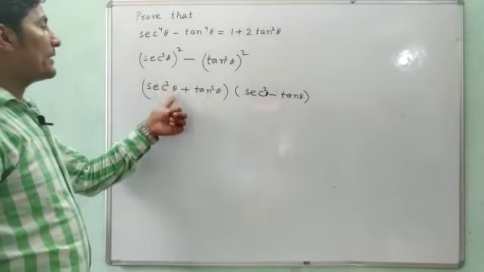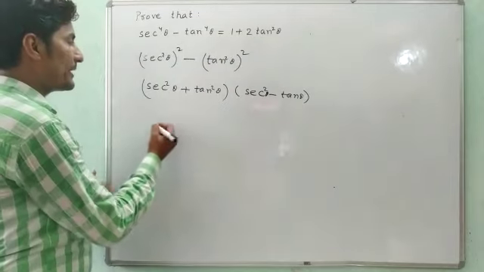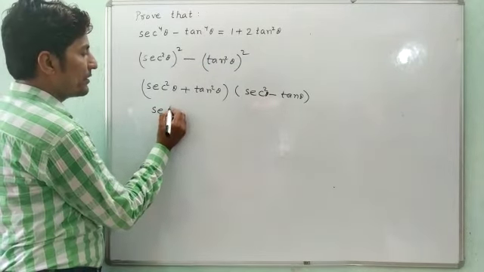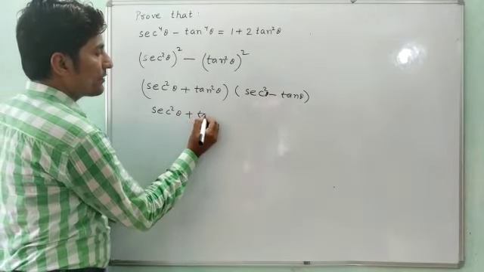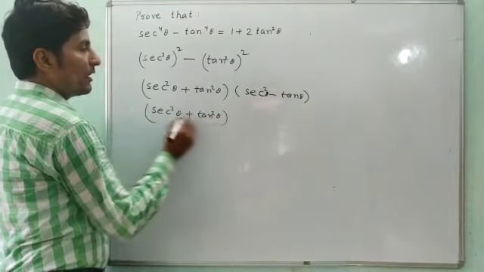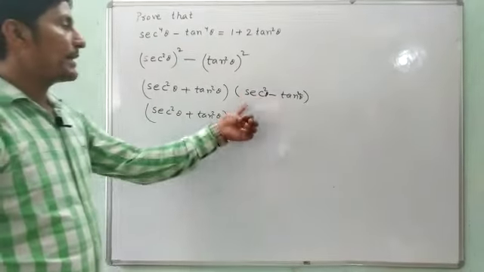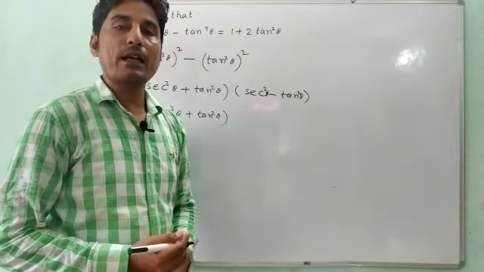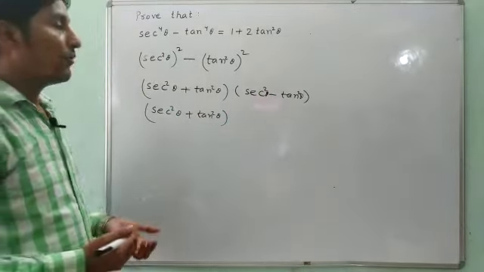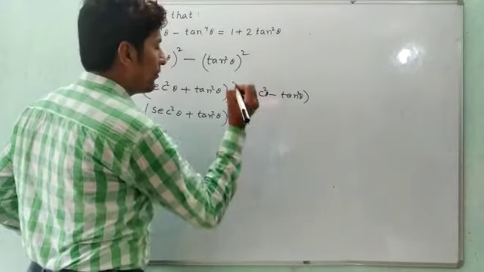Now sec square theta plus tan square theta can be written as it is, no change, plus tan square theta also. Now here sec square theta minus tan square theta is always equal to 1. So this can be written as 1.